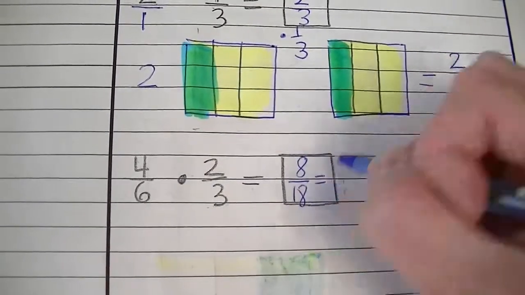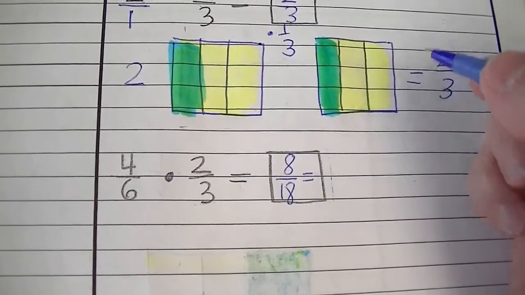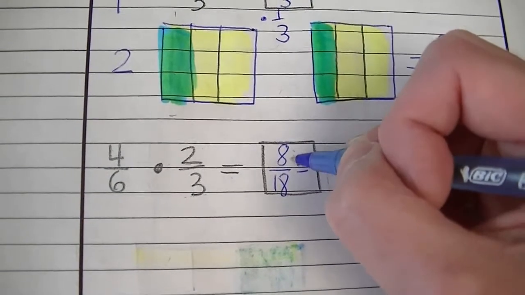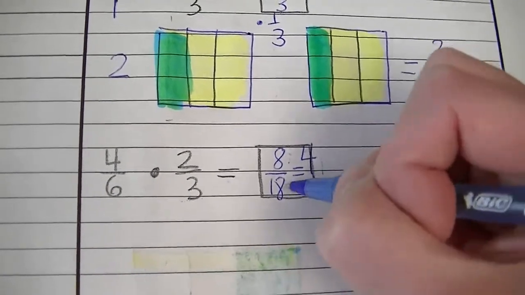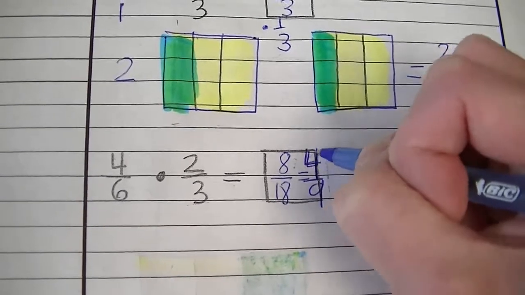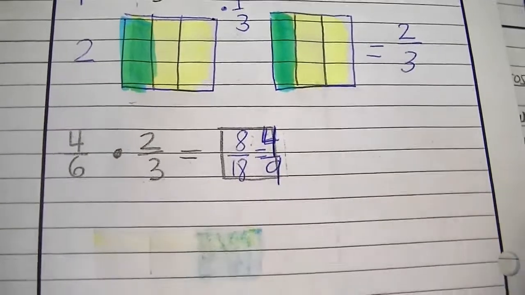And I know I can simplify that. And remember, I wanted you to get in the habit of simplifying it. I'm going to go ahead and divide by 2. Divide by 2, that would be 4. 18 divided by 2 is 9, so 4/9 is its simplified form. I can't simplify it any further.